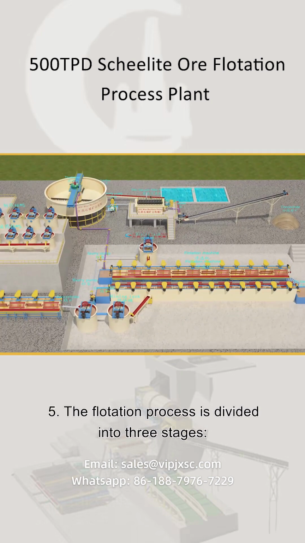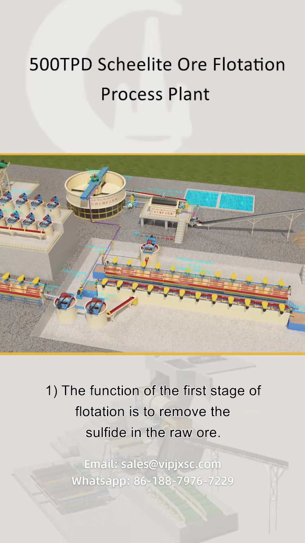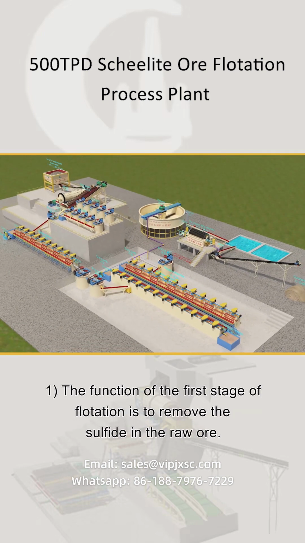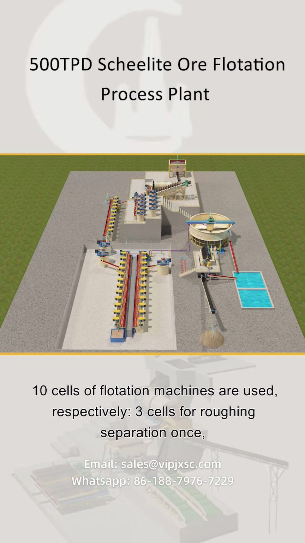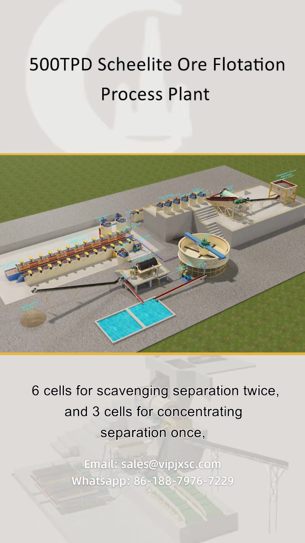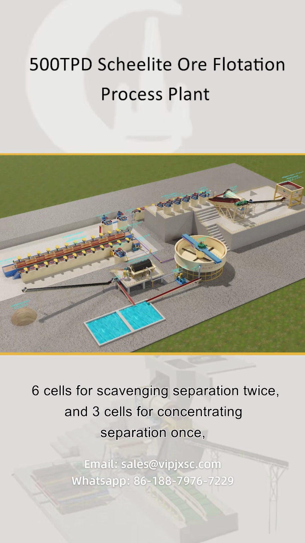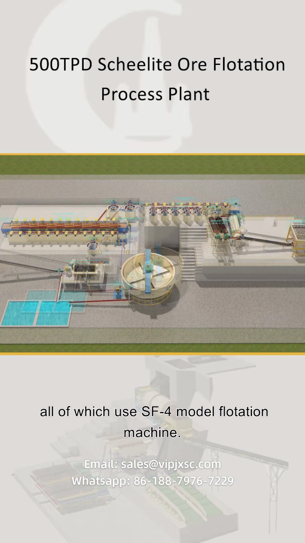5. The flotation process is divided into 3 stages. 1. The function of the first stage of flotation is to remove the sulfide in the raw ore. 10 cells of flotation machines are used respectively: 3 cells for roughing separation once, 6 cells for scavenging separation twice, and 3 cells for concentrating separation once, all of which use the SF4 model flotation machine.